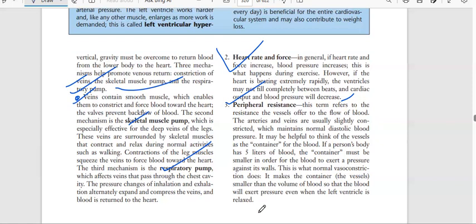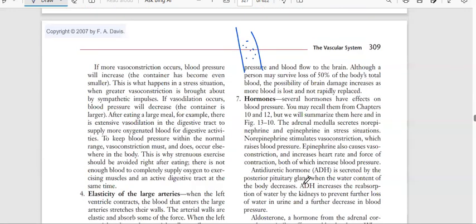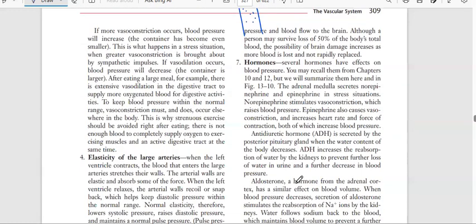This is what normal vasoconstriction does. It makes the container, the vessel, smaller than the blood volume. So the blood will exert pressure when the left ventricle is relaxed. If more vasoconstriction occurs, blood pressure will increase. This is what happens in a stressful situation.